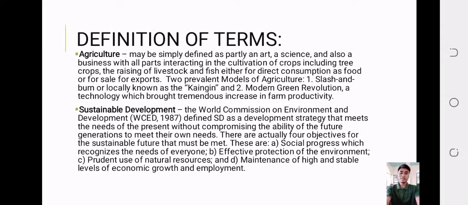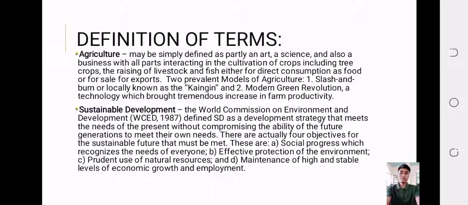So, definition of terms. Agriculture may be simply defined as partly an art and science and also a business, with all parts interacting in the cultivation of crops, including tree crops, and the raising of livestock and fish, either for direct consumption as food or for sale or export.